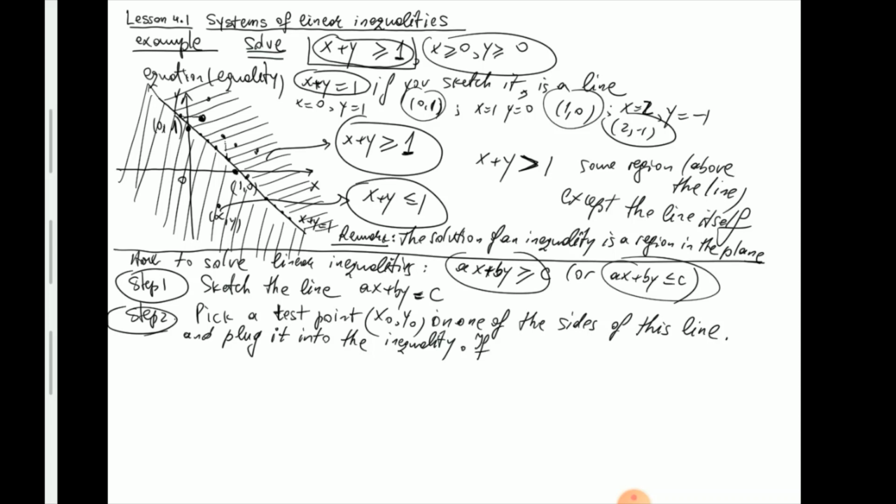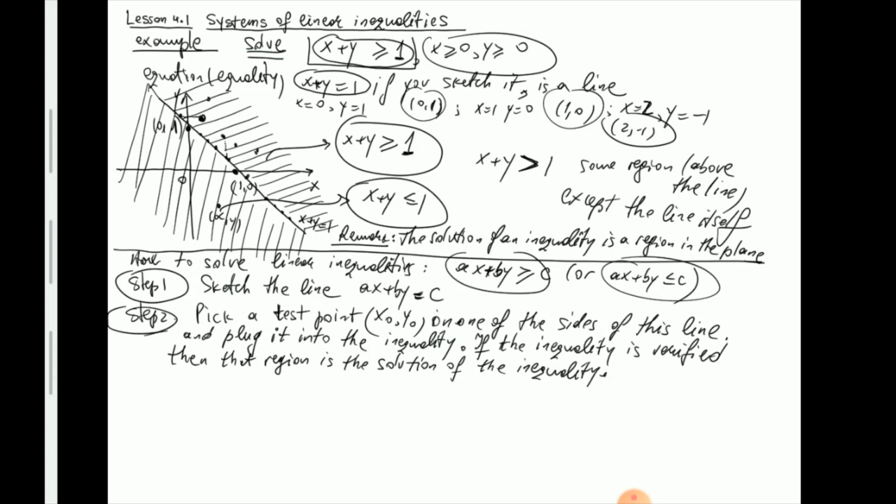If the inequality is verified, then that region is the solution of the inequality. If not, it's the other one.